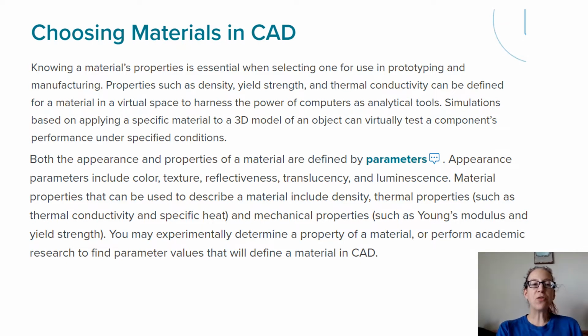Both the appearance and properties of a material are defined by parameters. Appearance parameters include color, texture, reflectiveness, translucency, and luminescence. Material properties that can be used to describe a material include density, thermal properties, and mechanical properties. You may experimentally determine a property of a material, or you can perform academic research to find parameter values that will define a material in CAD. So basically, you can just play around with what's already there, or you can do research and import the properties that you want for a specific material.